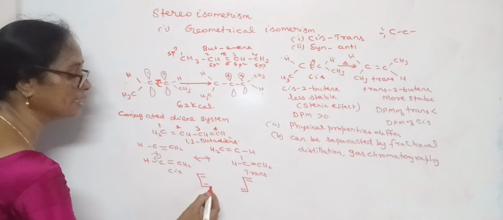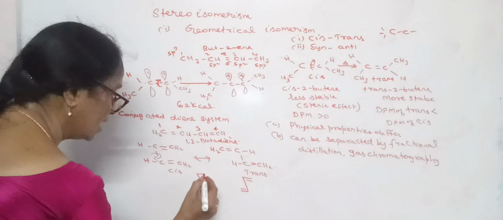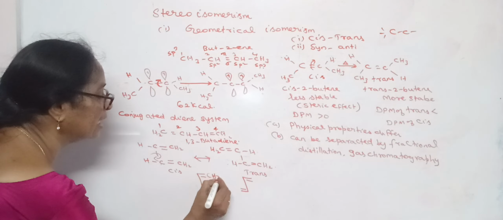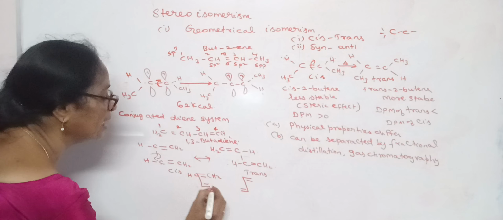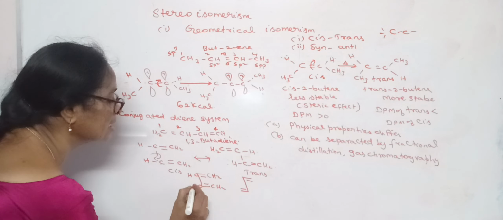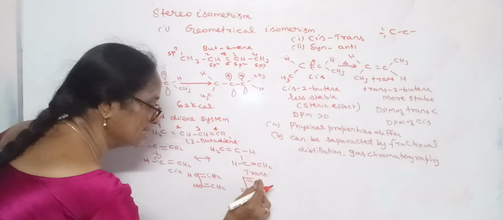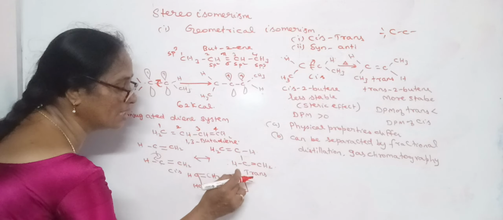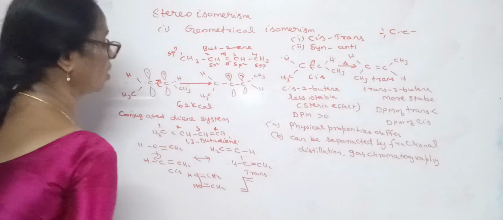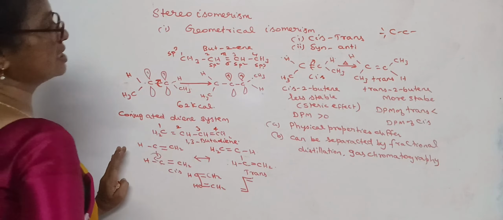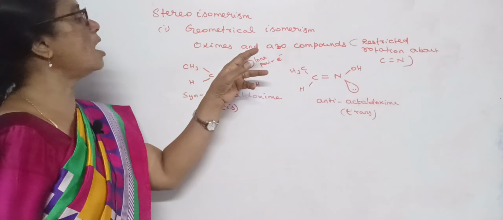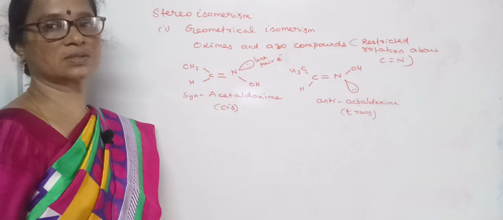That can be represented even in a bond line structure. See, in the bond line, this is the CH2 and this is CH, this is CH2, this is CH. Similarly, it is a CH2 group and the other 2 carbon atoms are CH carbons. So the conjugated diene system also exhibits geometrical isomerism. In geometrical isomerism, the other cases are oximes and azo compounds.